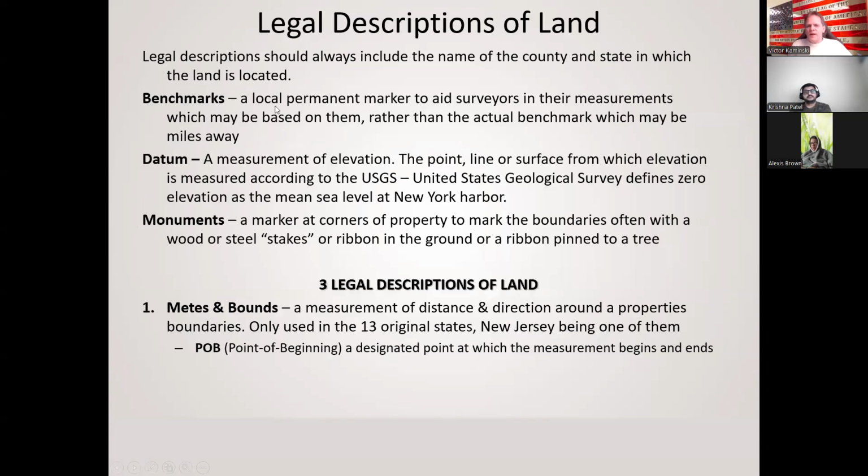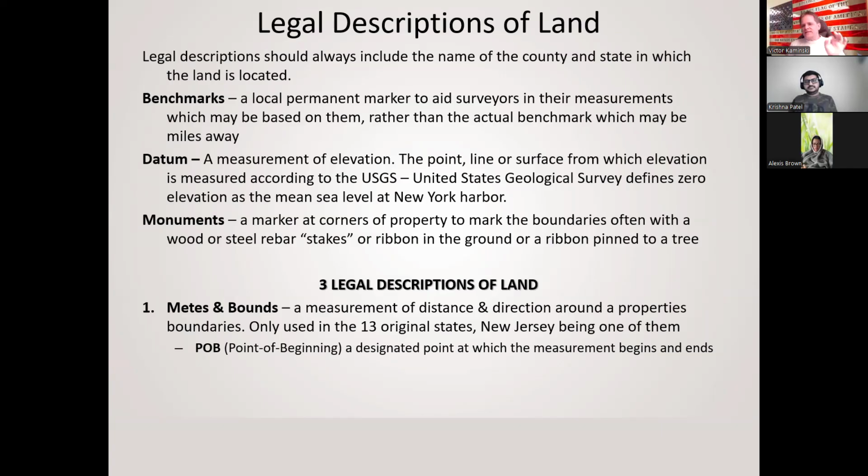So we just learned about what a benchmark is, what a datum is, and what a monument is. Those are steel rebar. Now I got to put that word rebar in every one of these. Rebar, stakes or ribbons in the ground, right? So the first of the 3 legal descriptions of land is the metes and bounds description. A metes and bounds description is a description of distance and direction around the property's boundaries. It's only used in 13 original states, which New Jersey is one of.